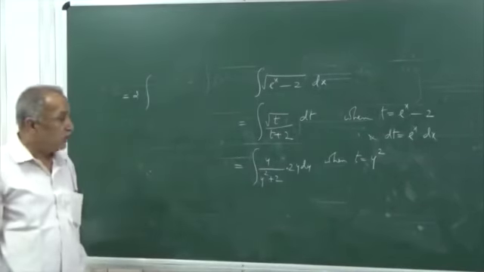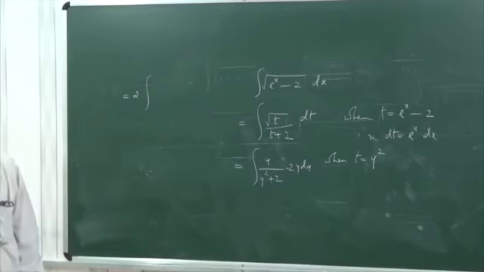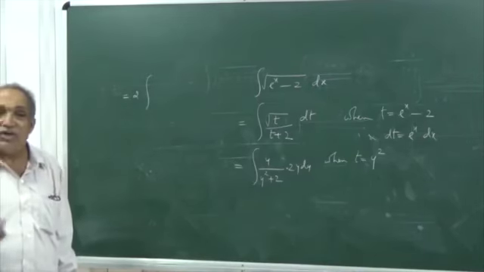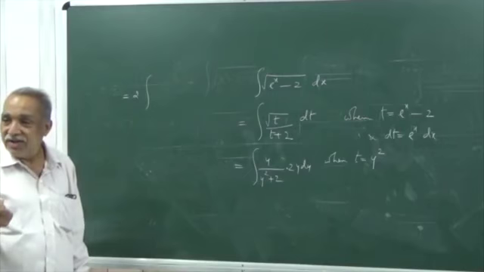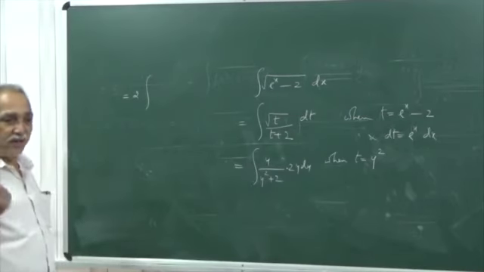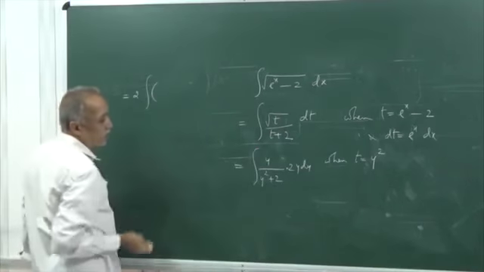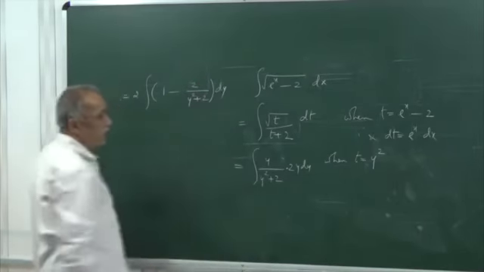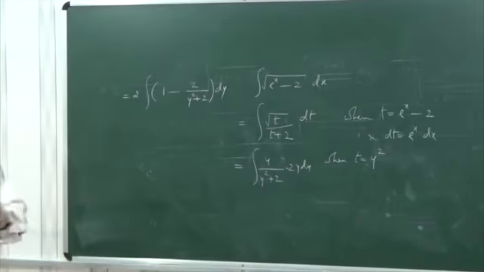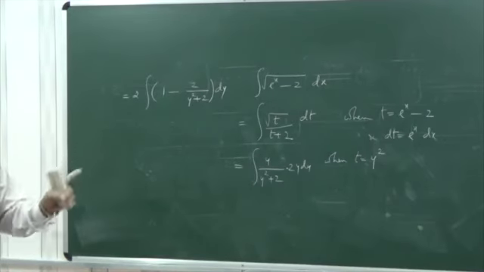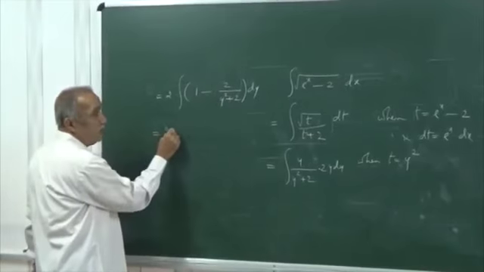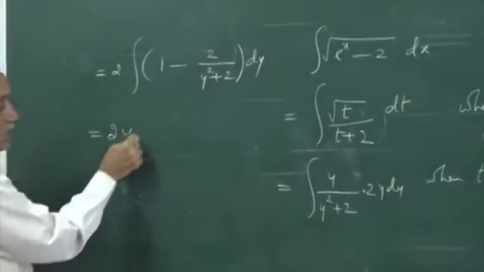The integrand has become 2y² by (y² + 2), a quadratic by quadratic, a rational function which is not proper. The method is to bring it to proper form, then continue. On writing the numerator y² as (y² + 2) − 2, dividing y² + 2 by y² + 2 is 1, minus 2 by (y² + 2) as it is. Integration is finished, almost finished. Agree?